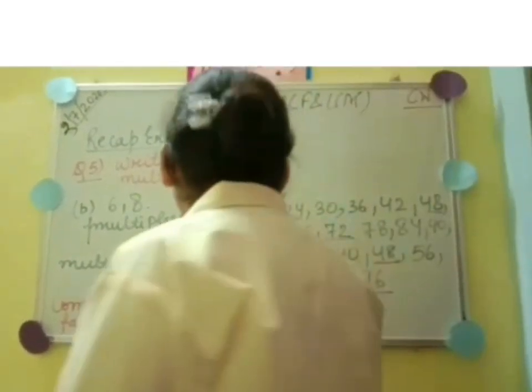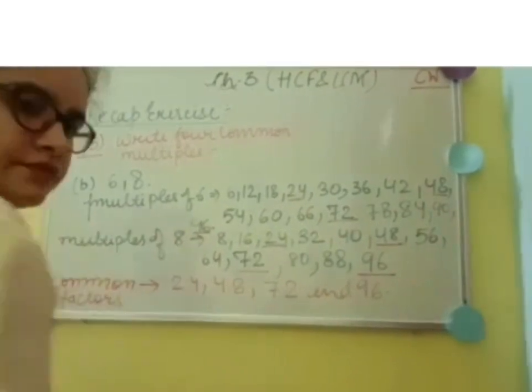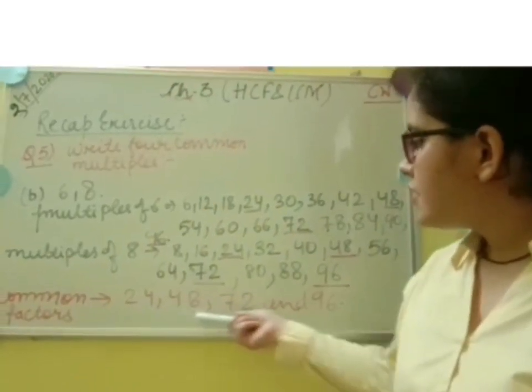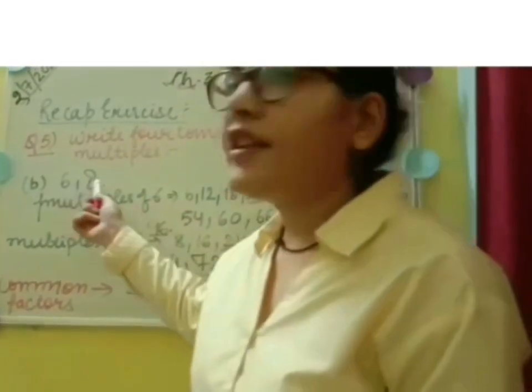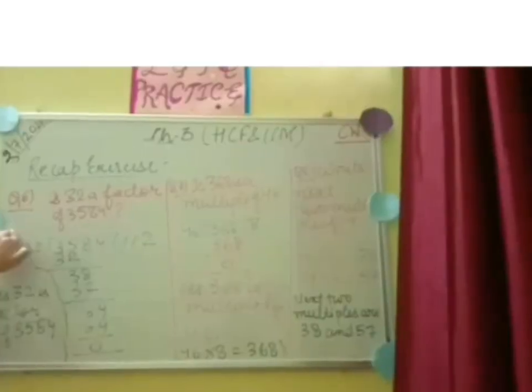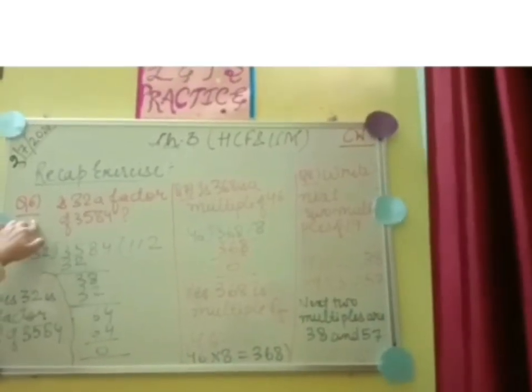So these are the 4 common multiples of 6 and 8. So these 4 numbers are common multiples of your 6 and 8. Okay students. So students, now see question number 6.